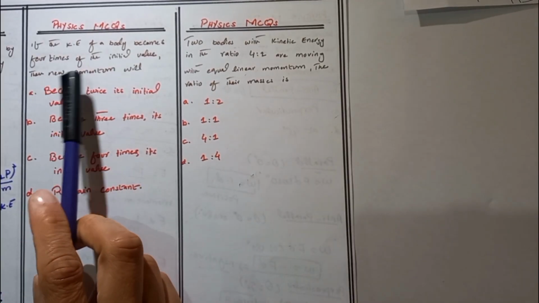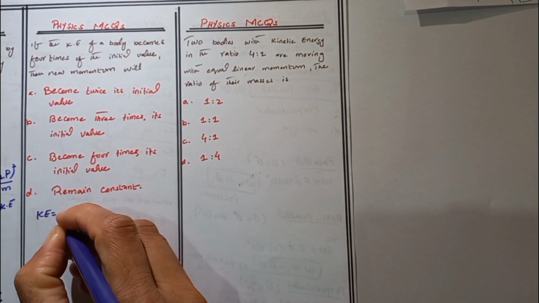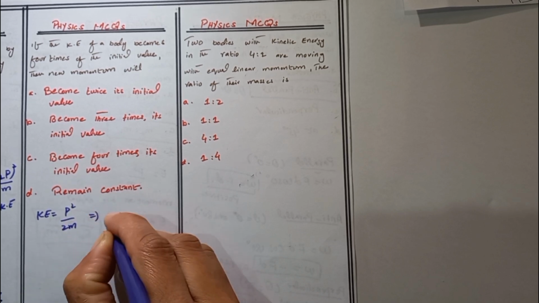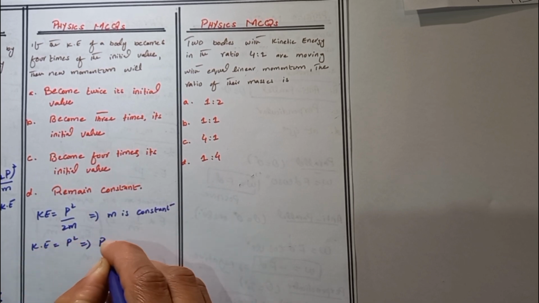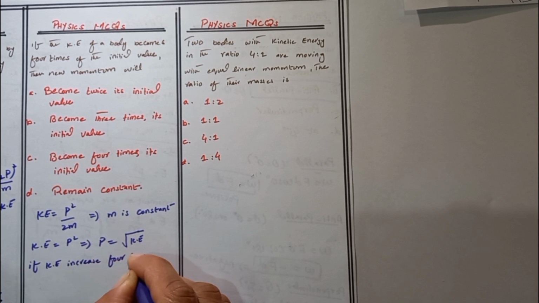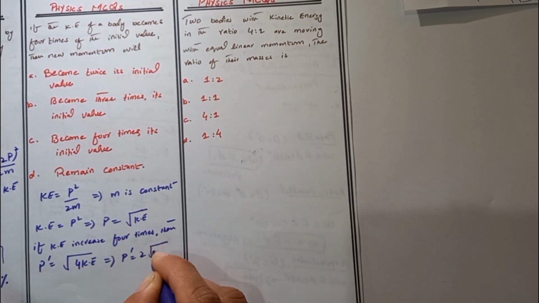Now we discuss the other MCQ: if the kinetic energy of a body becomes 4 times its initial value, the new momentum will be? We know the kinetic energy formula is equal to P squared over 2m. Here m is constant, so kinetic energy is proportional to P squared, and P is proportional to the square root of kinetic energy. If kinetic energy increases 4 times, then momentum will become 2 times the square root of kinetic energy, so P dash is equal to 2P.